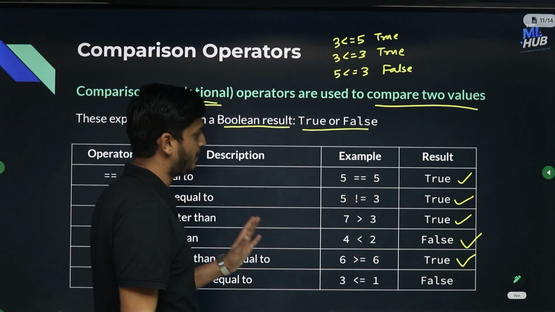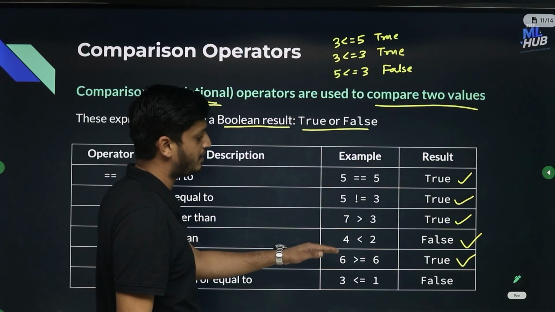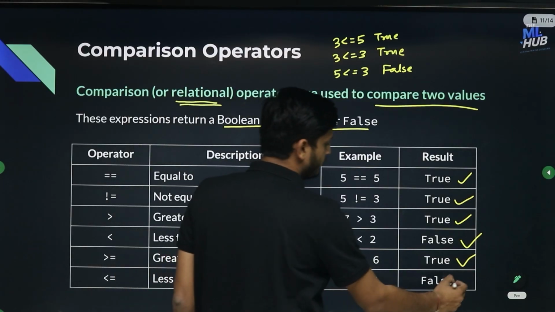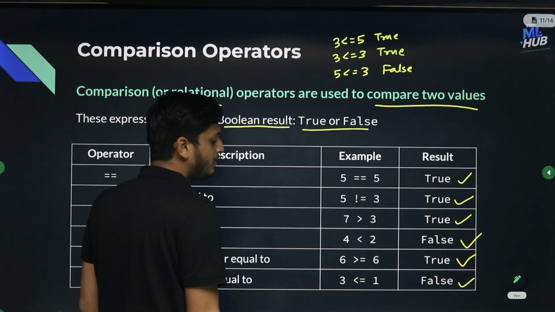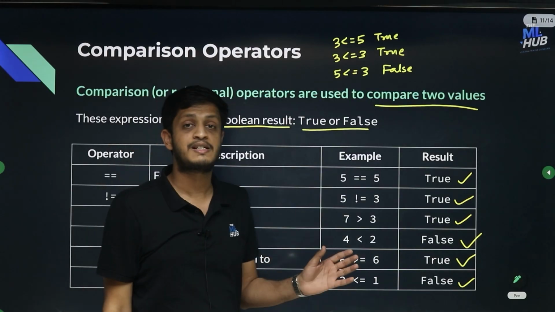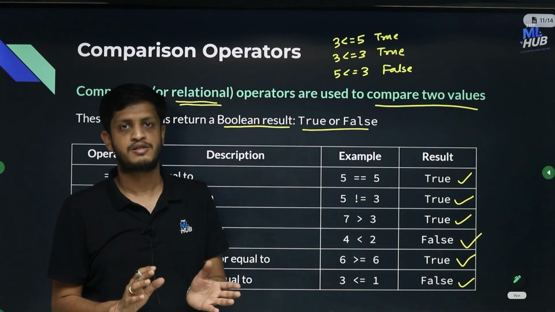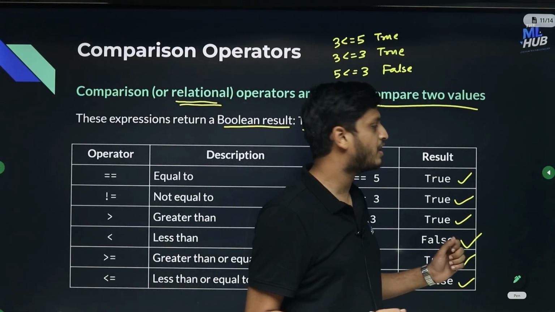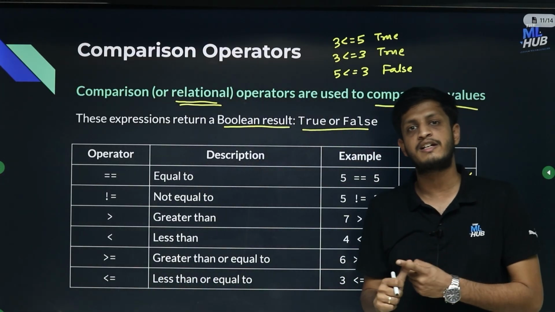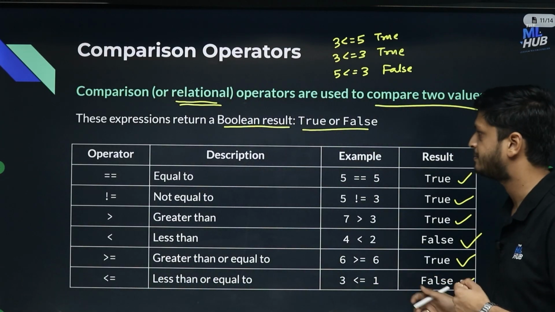Very simple operators, right? Equal to, not equal to, greater than, less than, greater than equal to, less than equal to. So if you write 3 less than equal to 1, 3 is not less than equal to 1, 3 is actually greater than 1. So we will get false. So it will always give you true or false as output. Okay, so these are all the comparison operators or the relational operators in Python.